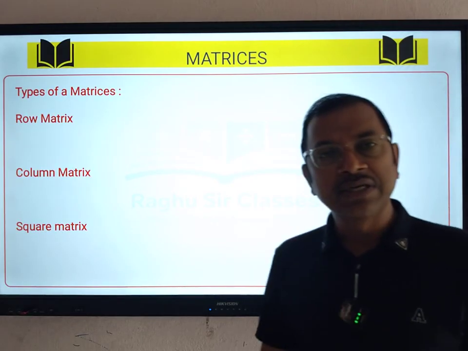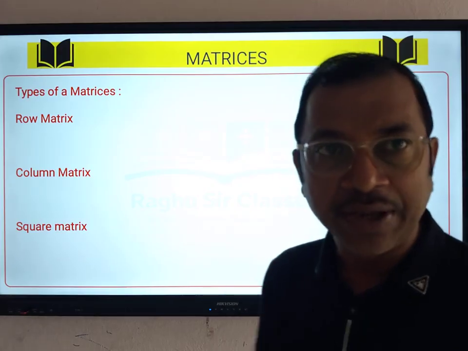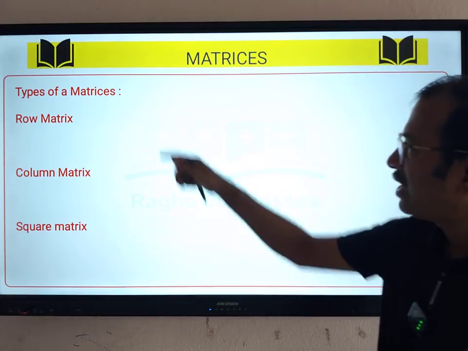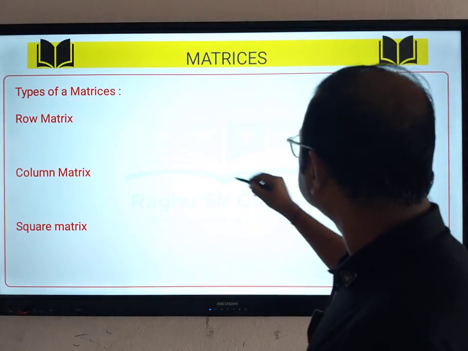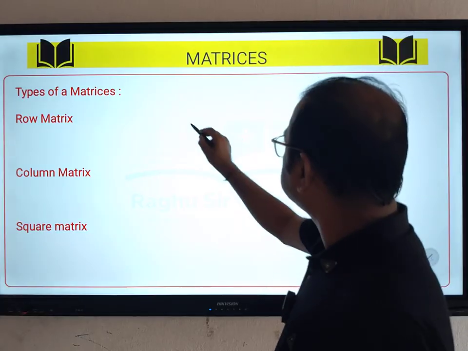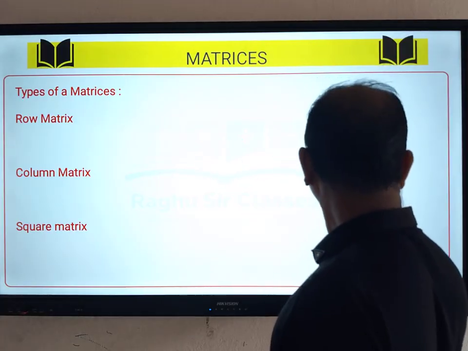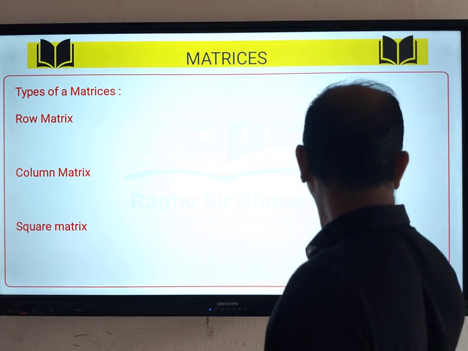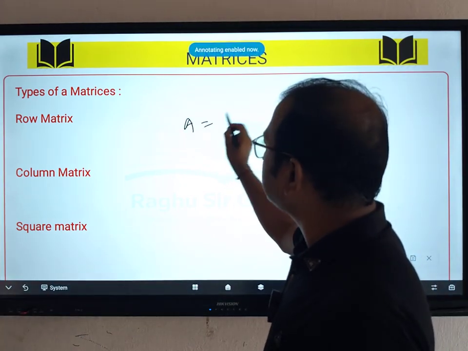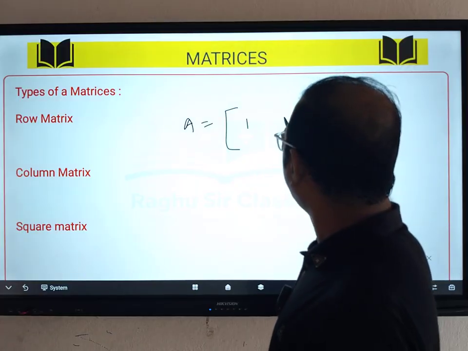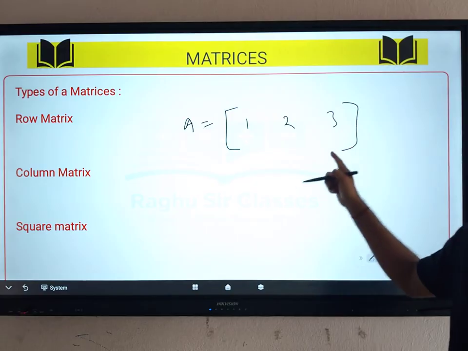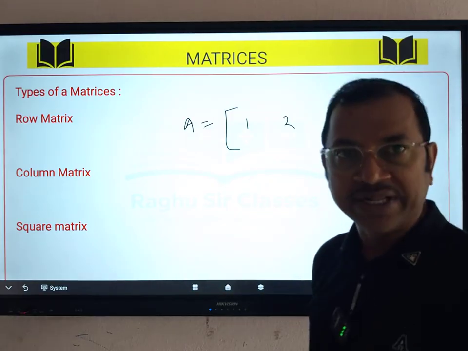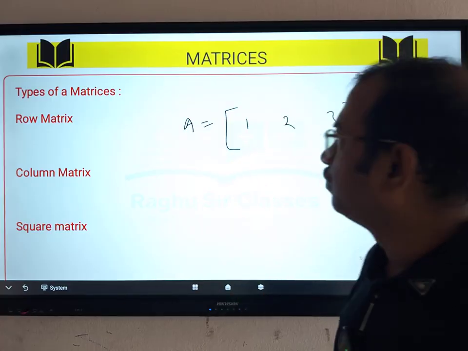Types of matrix. How many types of matrix are there? See, I will discuss one by one. So first is the row matrix. A matrix having only one row. How? Sir, see, A is a matrix having only one row. Whatever the number of columns, but the row is one. So it is called what? Row matrix, having only one row.